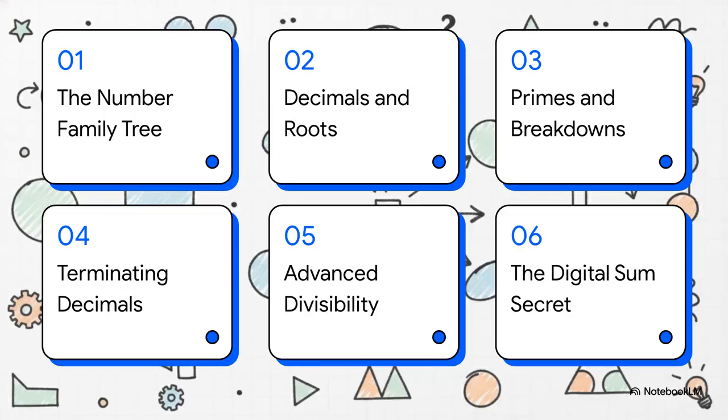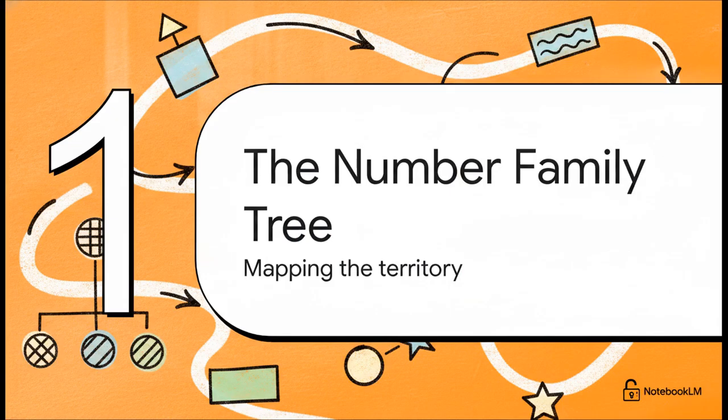Here's our game plan. First, the number family tree. Then, mastering decimals and roots. Third, primes and breakdowns. Fourth, the terminating decimal trick. Fifth, advanced divisibility hacks. And finally, number 6, the digital sum secret. All right, starting off with section 1, the number family tree.